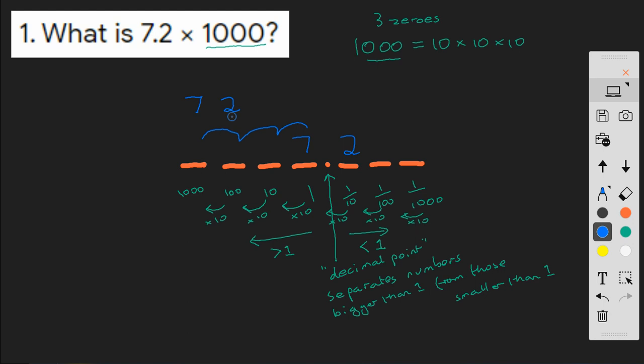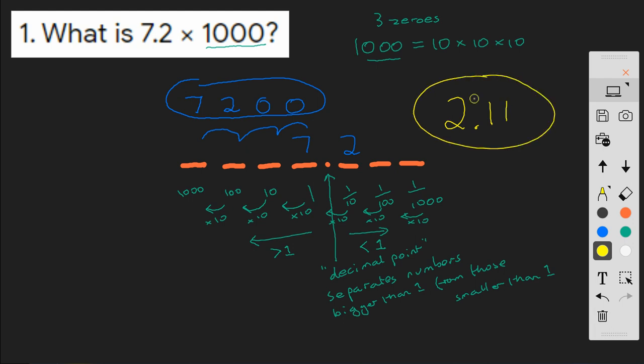Now we could stop there, but if we just wrote this number, it would look like 72, and it wouldn't be clear that my 7 is meant to be in the thousands column. So I need to put in my placeholder zeros to show that my 7 is in the thousands column and the 2 is in the hundreds column. So there is our answer, 7,200.